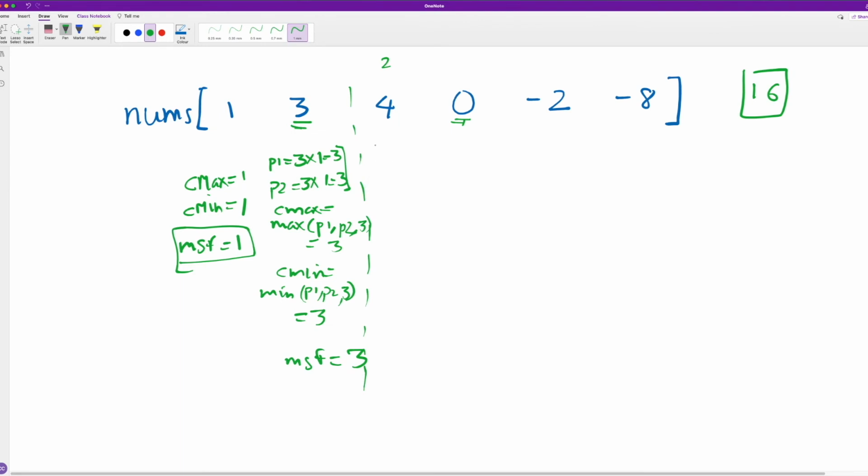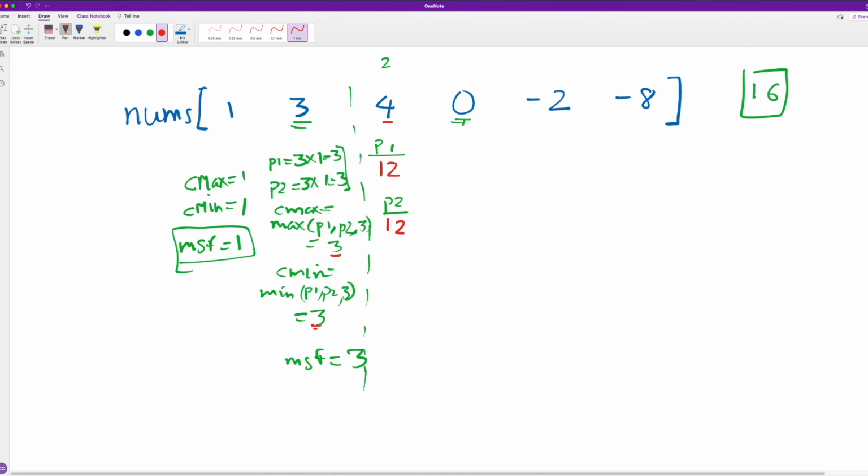Now we are at index 2, and we want to calculate these numbers again. So what is P1 now? P1 is the current number 4 times the max product at the previous index. So that is 4 times 3, 12, and P2 is the current number multiplied by the minimum product subarray at the previous index, and that happens to be 12 as well, because that's 3 times 4, 12.